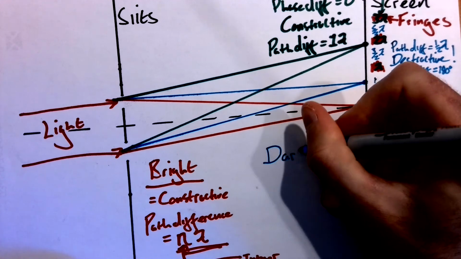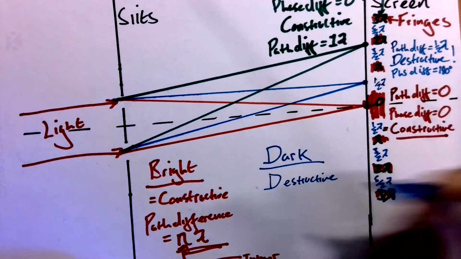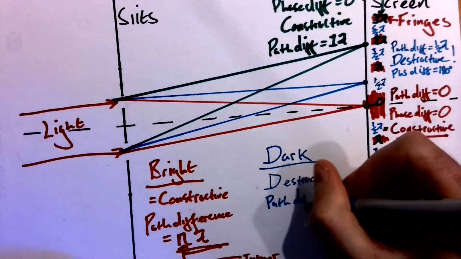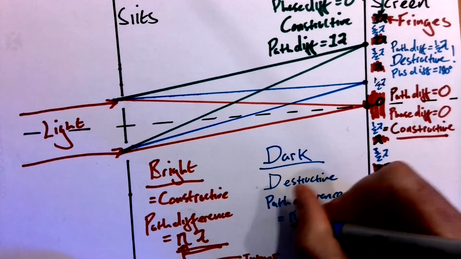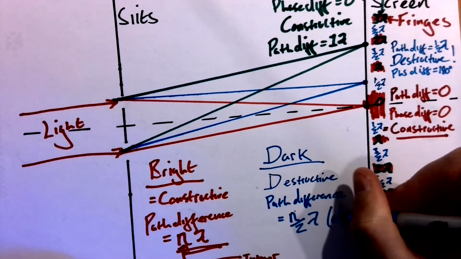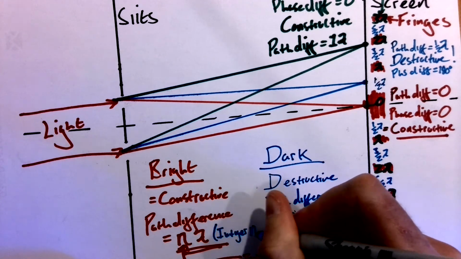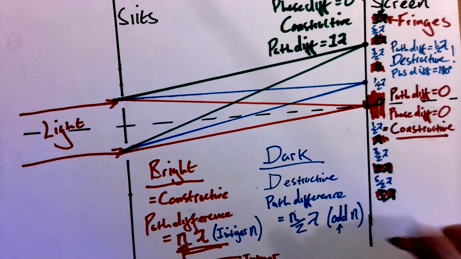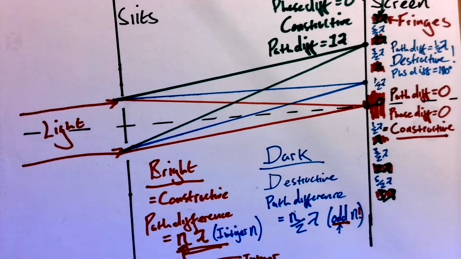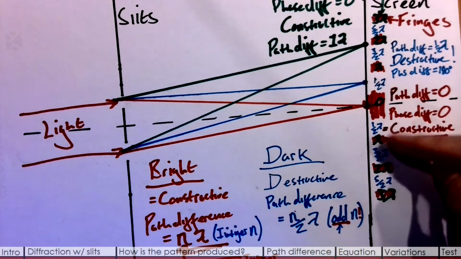For the dark areas, it's the converse, so these are destructive. Here the phase difference is always 180 degrees, the path difference is always a half wavelength, where n is odd. It must be odd because otherwise 2 divided by 2 would just give you the wavelength here. It has to be 1, 3, 5, 7, 9.